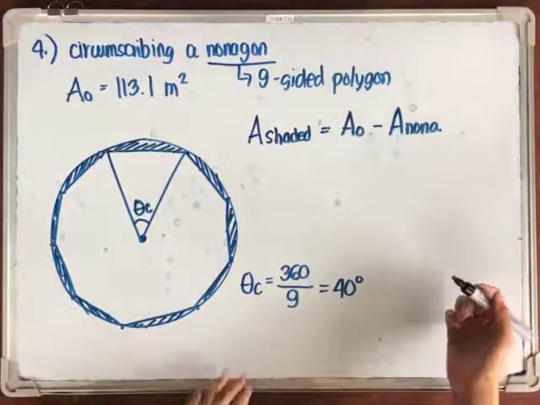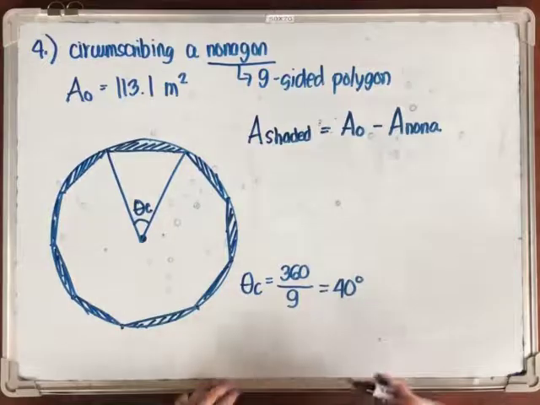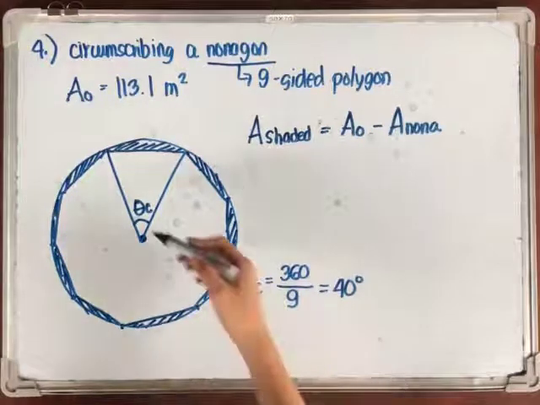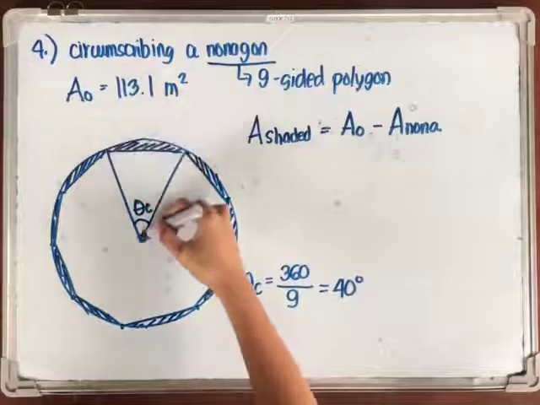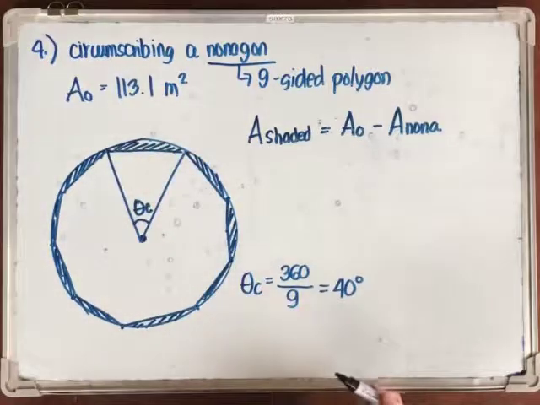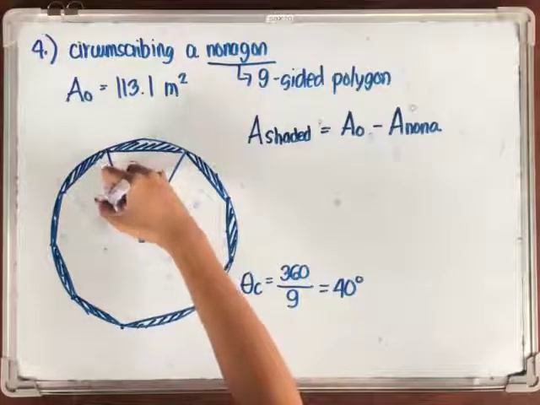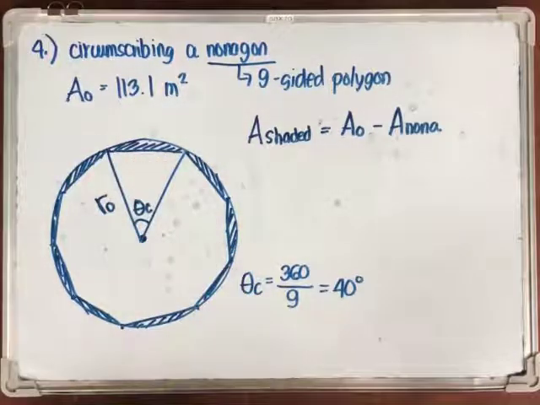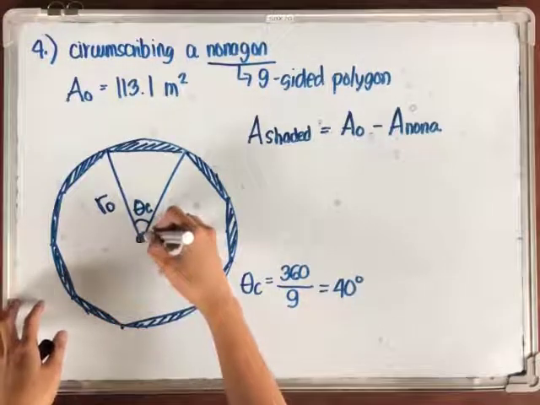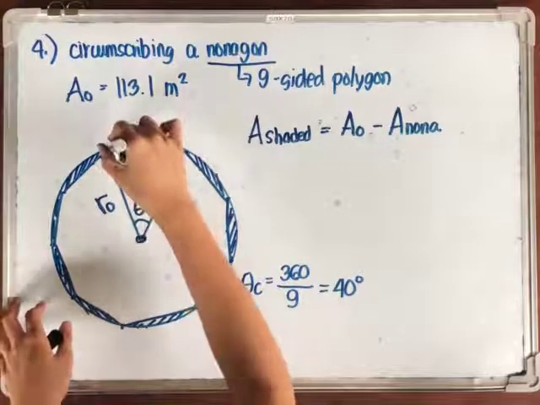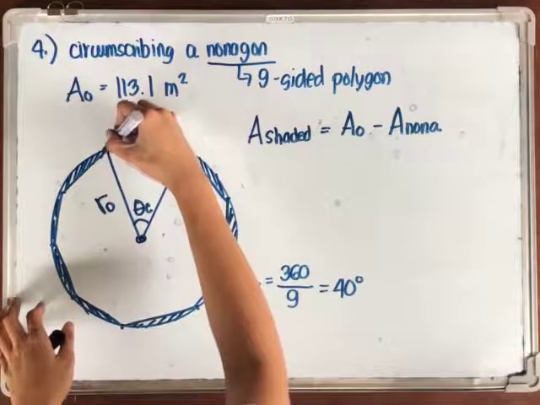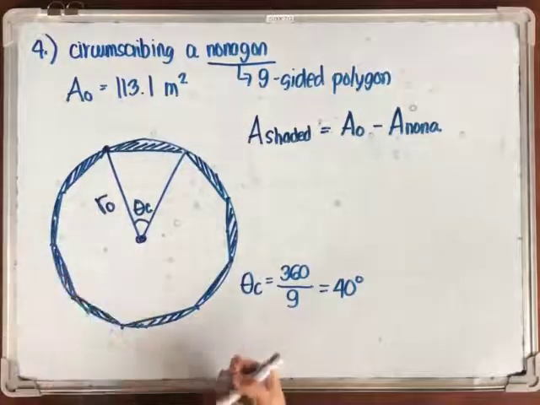Okay, so this is our theta sub c. The next thing that we need to get is the sides. Now, we can use maybe this side here. Pwede natin kunin yan. And would you say that this side here is the radius of the circle? Tama bang sabihin yun? Tama, di ba? Kasi by definition, radius is the center to the circumference or to the perimeter of that circle. So that is the radius.